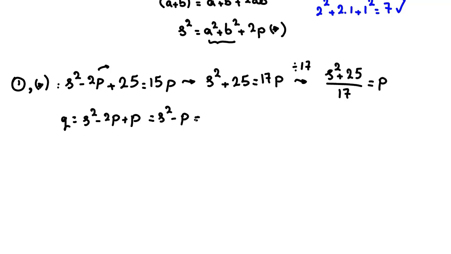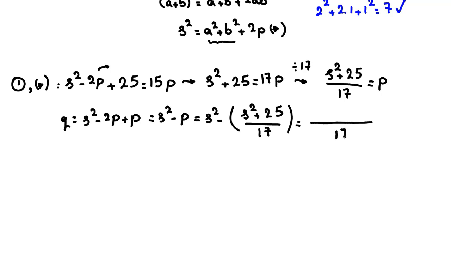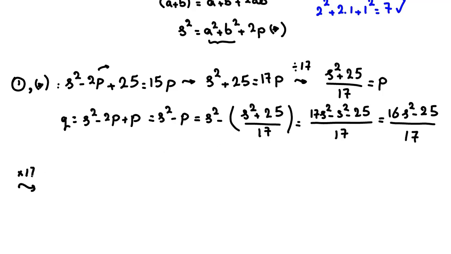Now here, we have s squared minus (s squared plus 25) over 17. Then we can use the common denominator 17, so it equals 17s squared minus s squared minus 25, which is 16s squared minus 25 over 17. And that's so good, because it is a subtraction of two perfect squares. Now we multiply both sides by 17, so 17q equals 16s squared minus 25.